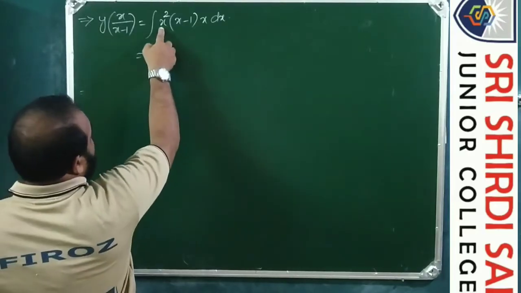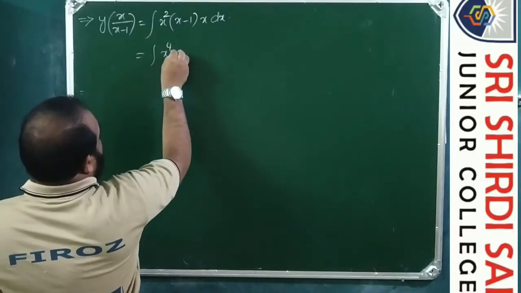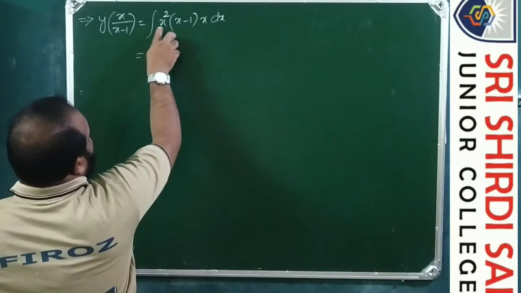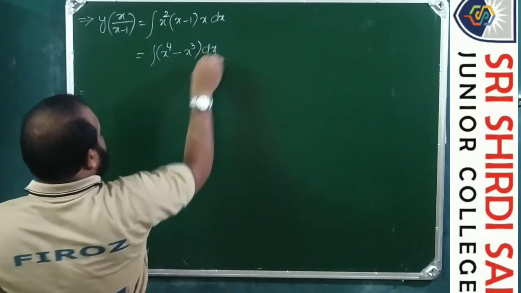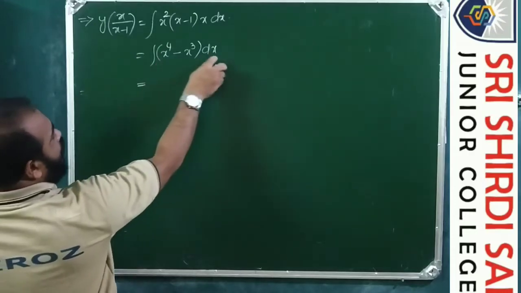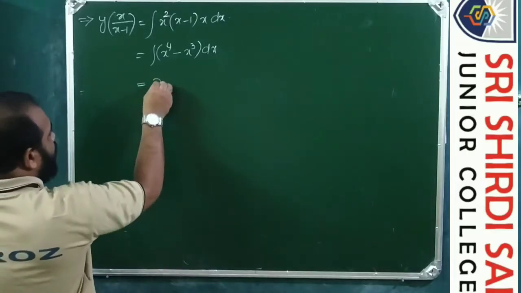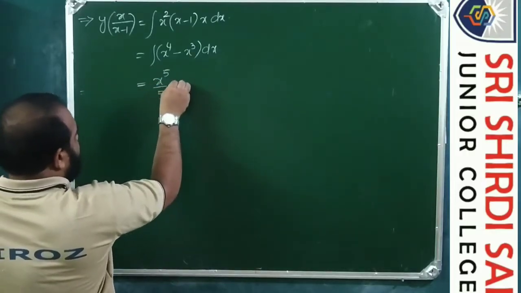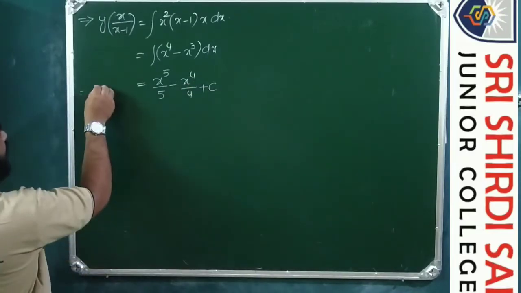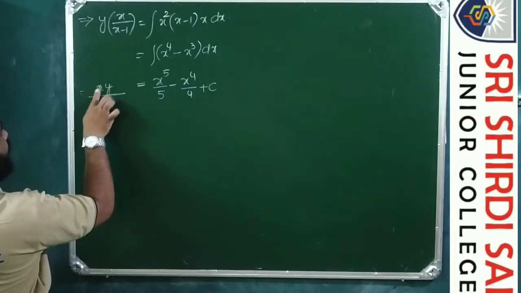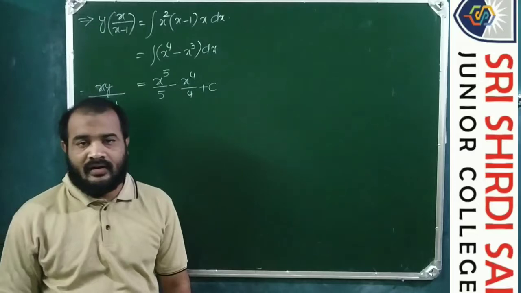This is equals to x square into x cube into x power 4 minus x square into 1, x square into x cube dx. This is equals to integral x power 4 dx, which is x power 5 by 5, minus x power 4 by 4 plus constant of integration c. So xy by x minus 1 equals this, and that is the required solution.